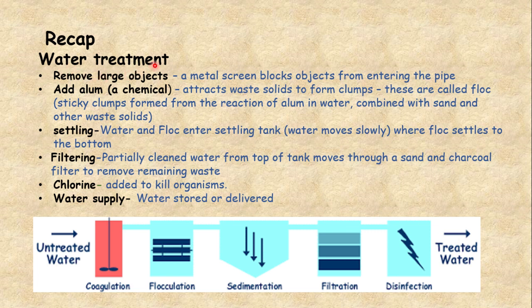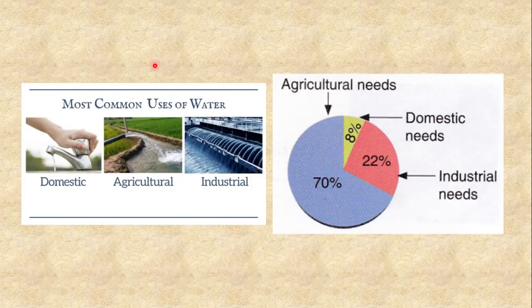Now today we will see what are the uses of water, where we use the water. The most common uses of water, we have divided into 3 subheadings. These are domestic uses of water, agriculture uses of water, and industrial uses of water. How much we use the water in domestic purpose, in agriculture, and industrial level.